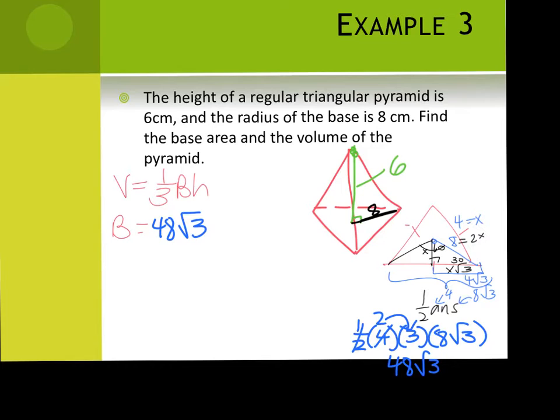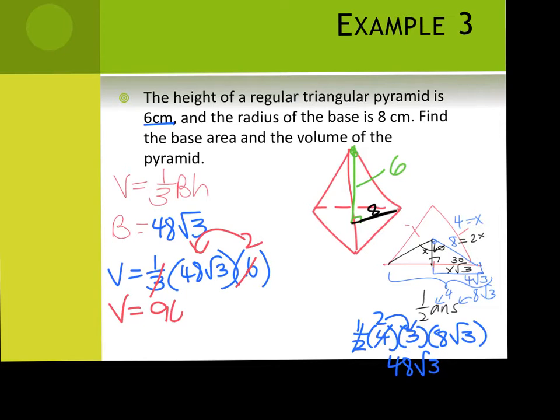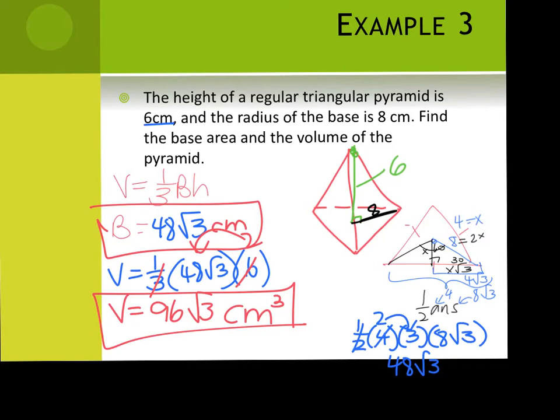And then it says the height is 6. So volume would be 1/3 times 48 root 3 times 6. 1/3 of 6 is 2. 2 times 48, 96 root 3. This time it's centimeters cubed. So base area would be centimeters squared, and volume would be centimeters cubed.